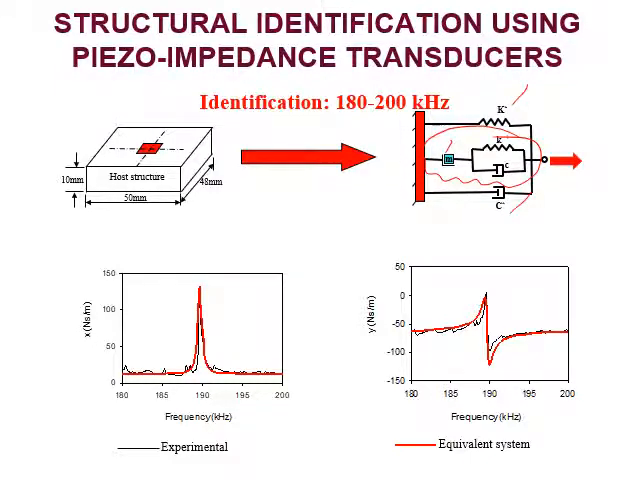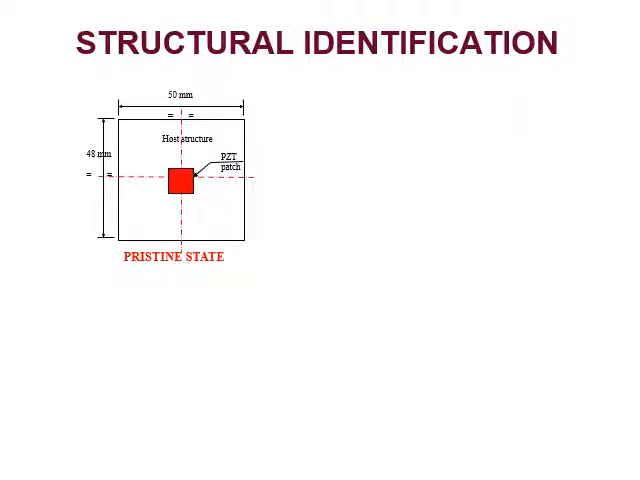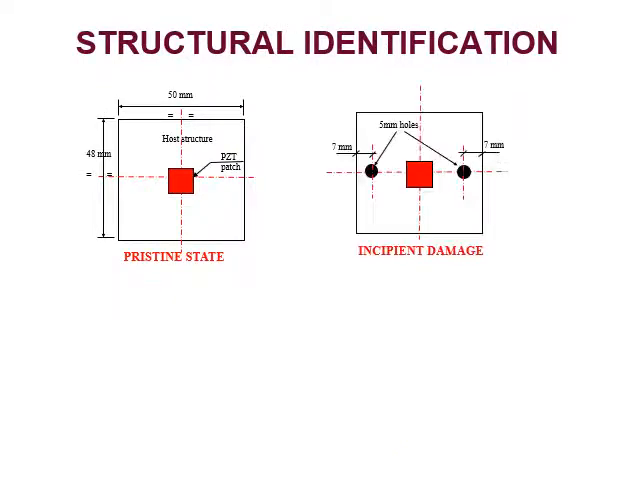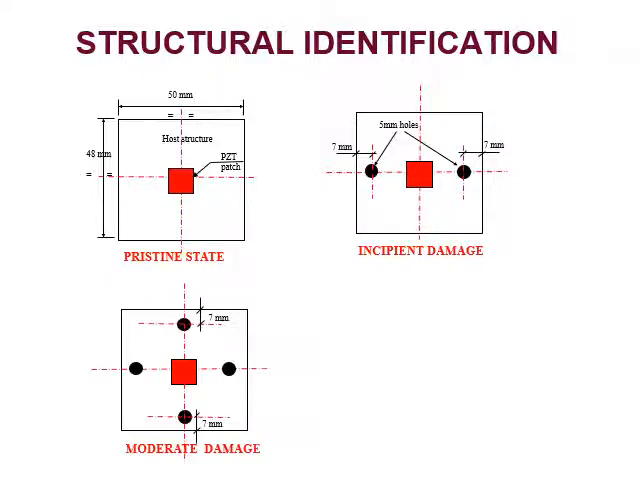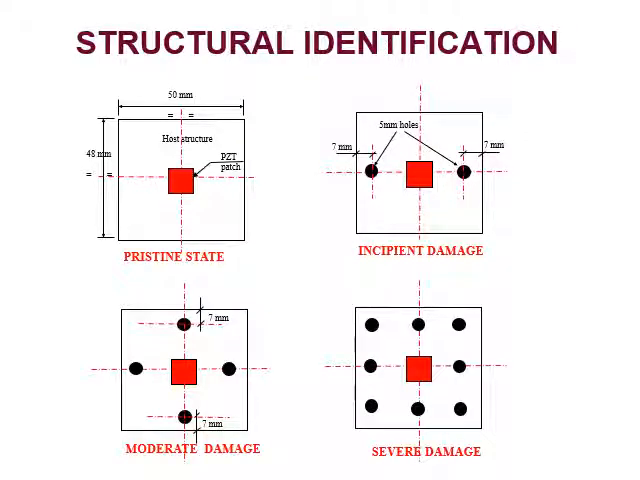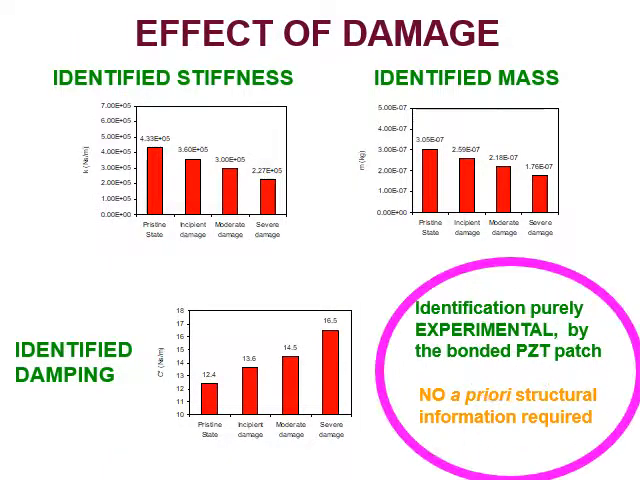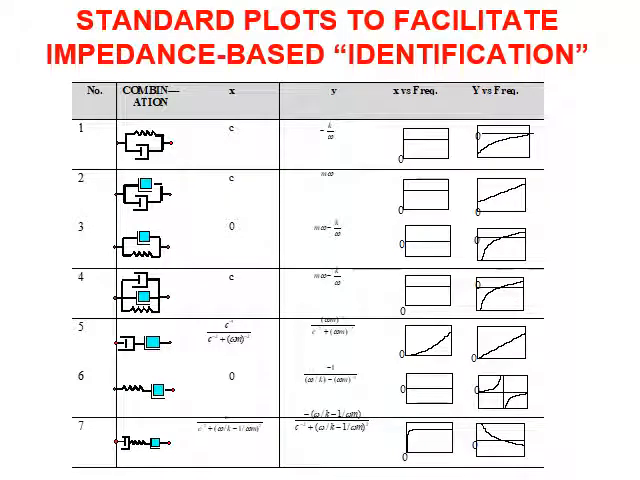So here also we find that the matching is good, and then this can do structure identification. So what we do, we are drilling holes to induce damage, and what we find is that as the damage increases, the K is reducing, mass is reducing as expected, and the damping is increasing. Now all we have to do is calibrate these parameters with actual damage, and we can use it in the field.